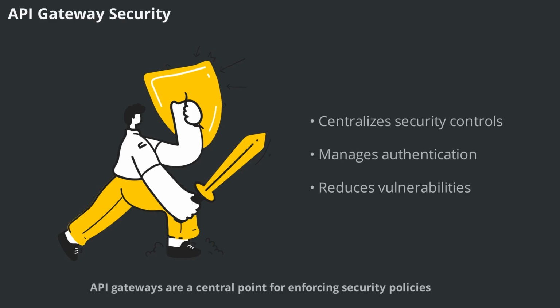API gateways are a central point for enforcing security policies. They can manage authentication, authorization, input validation, and even threat detection. By consolidating these controls, you reduce the risk of vulnerabilities and ensure consistent protection across all backend services.